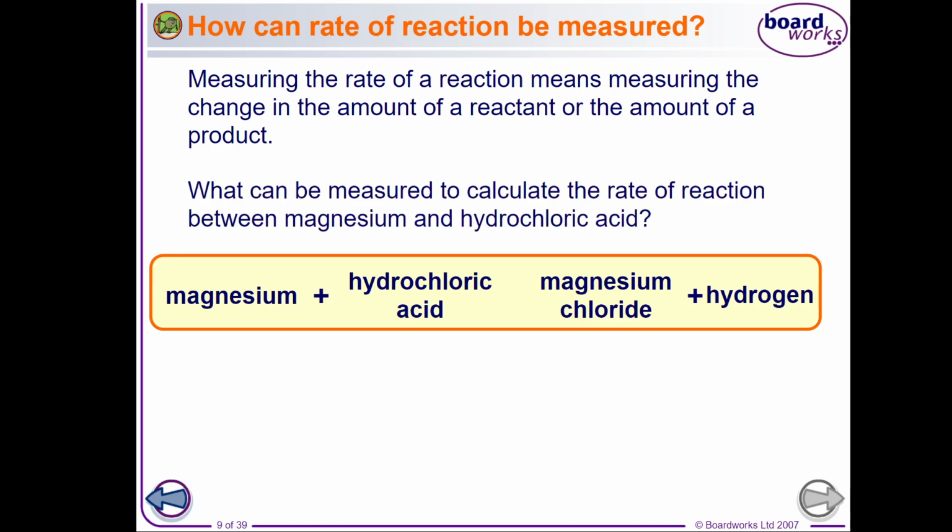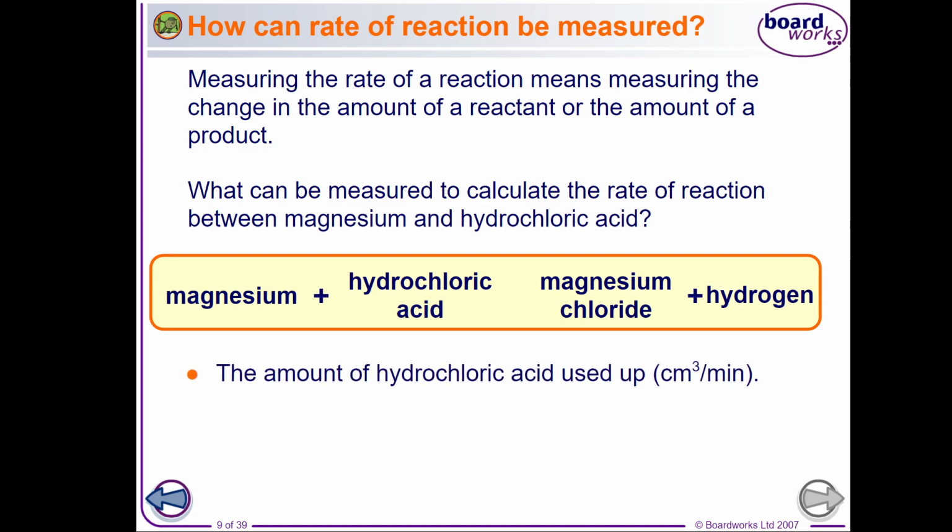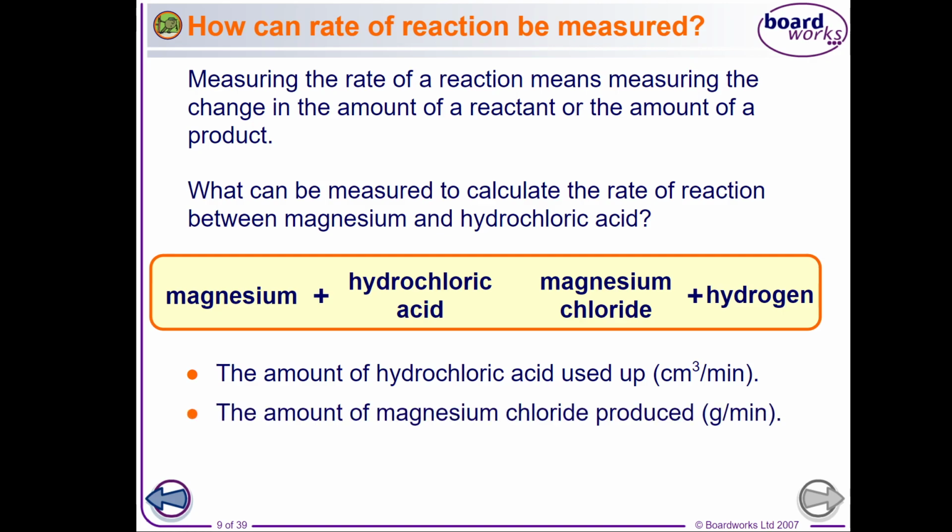So here we have a reaction where we're going to go ahead and observe. This is one that you guys have already seen. This is magnesium and hydrochloric acid. And we can calculate the rate of reaction based off of magnesium and hydrochloric acid.